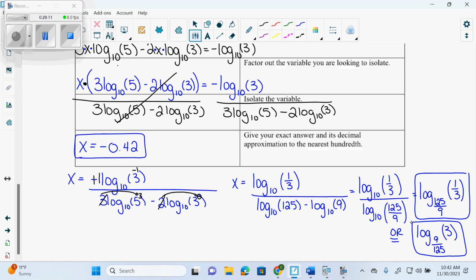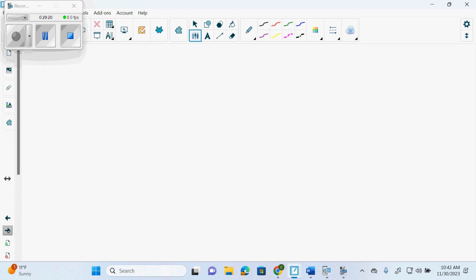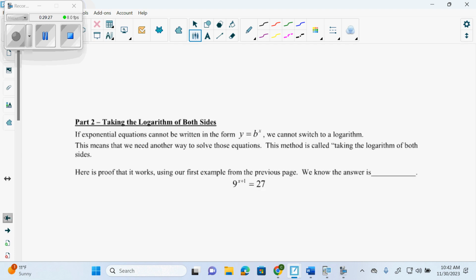You try it. Okay. Wait, are you trying to try one? Not that one. Where did my page go in the middle?